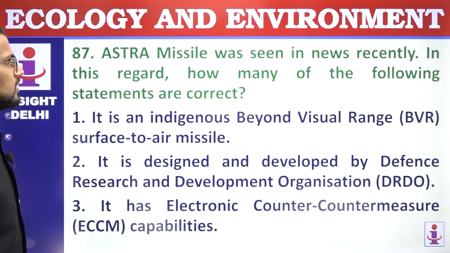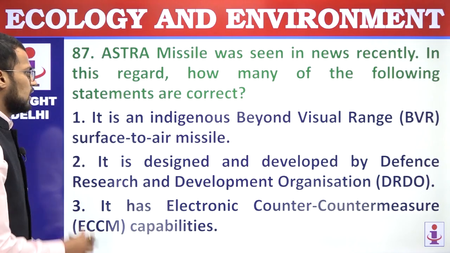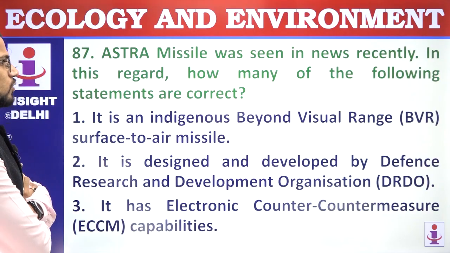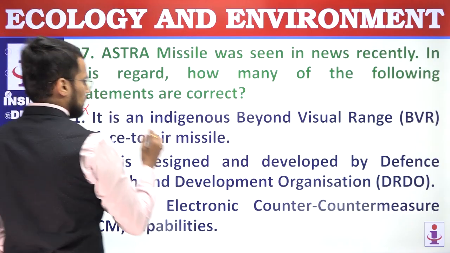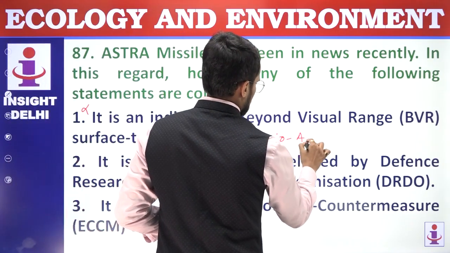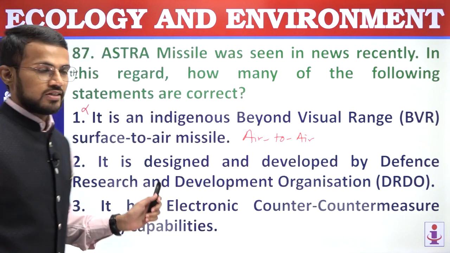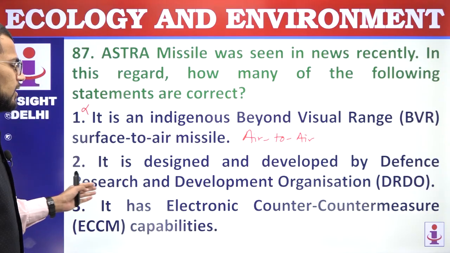87. Astra missile was seen in news recently. In this regard, how many of the following statements are correct? First, it is an indigenous beyond visual range surface to air missile. Incorrect. It is an air to air missile, not surface to air. First statement is incorrect. Second, it is designed and developed by DRDO.